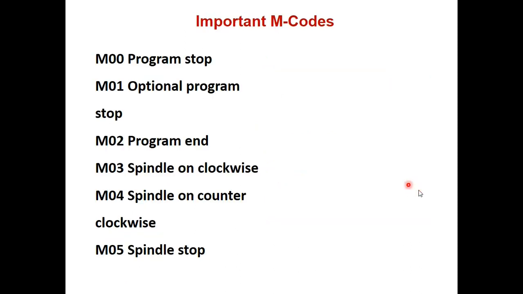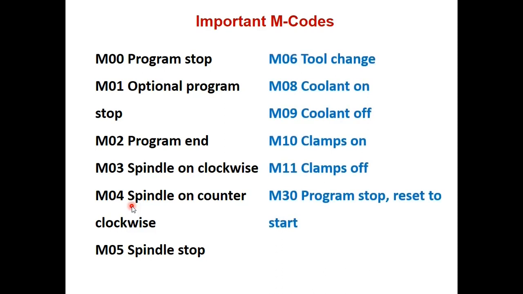Next are M codes. These are a few M codes: M00 program stop, M01 optional program stop, M02 program end, M03 spindle on clockwise, M04 spindle on counterclockwise, M05 spindle stop, M06 tool change. For coolant on and off we use M08 and M09. For clamping on and off we use M10 and M11, and for the program to be stopped and reset to start we use M30.